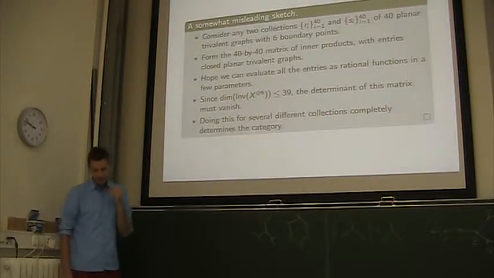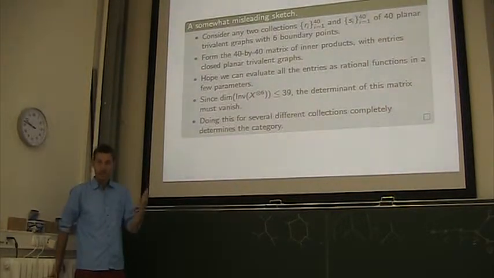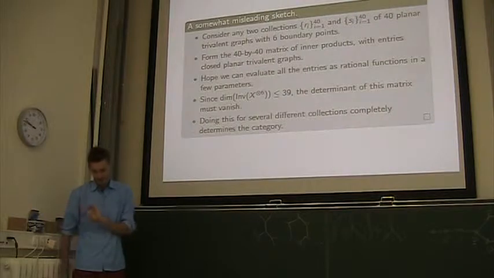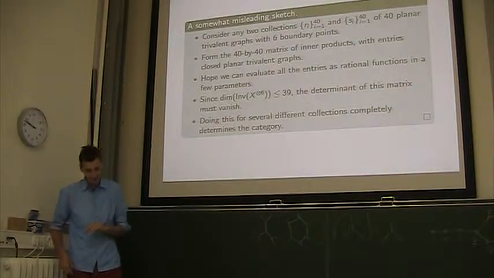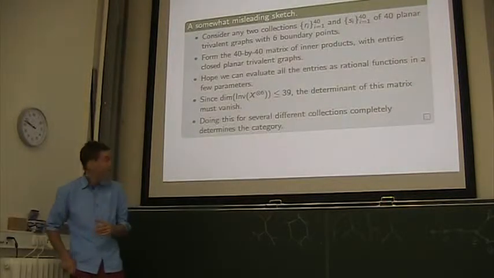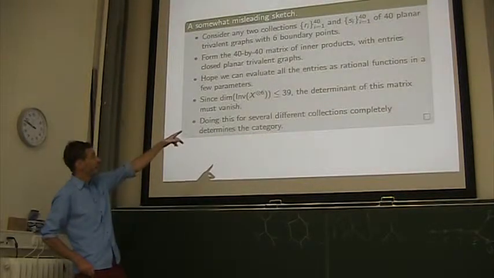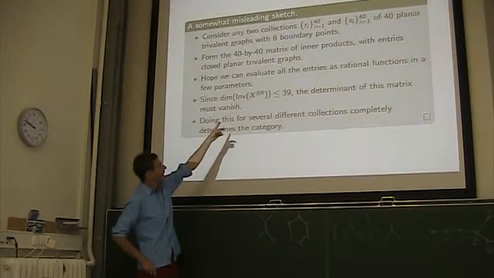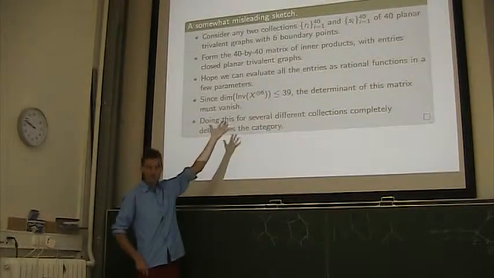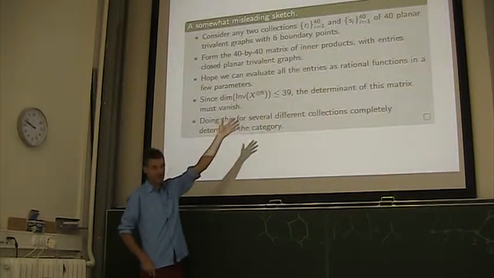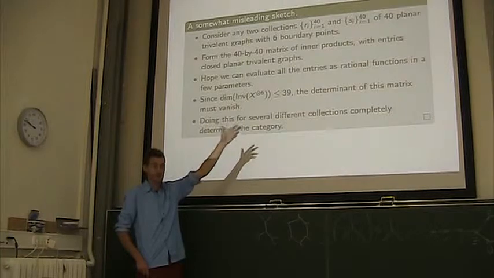And you realize that you can evaluate all of those entries in the matrix in terms of a few of the structure constants of the category. There's just a small list of parameters, and you can evaluate all the entries as rational functions in those. Now, since this space was only 39 dimensional, all of these planar trivalent graphs give you invariant vectors. The determinant of this matrix has to vanish, because we just took too many diagrams, and so the determinant, which is some rational function in these structure coefficients, vanishes.